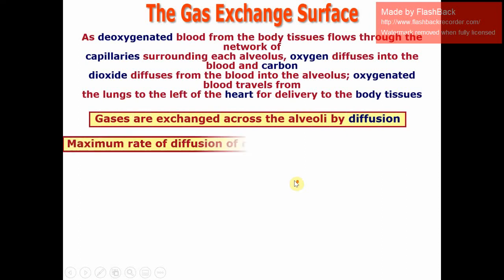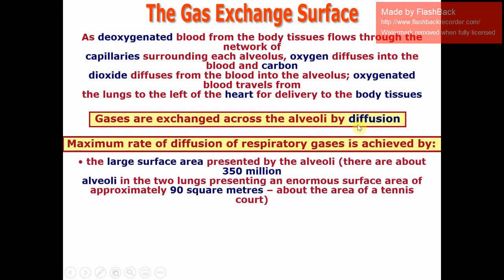You can pause this anytime and see what's there, but gases are exchanged by diffusion. So the actual process of oxygen moving out of your alveoli into your blood is diffusion. Carbon dioxide diffuses back, high to low concentration. But the exchange of air from inside and outside, breathing in and out, is not just diffusion, it's a pressure related thing, it's mass flow.